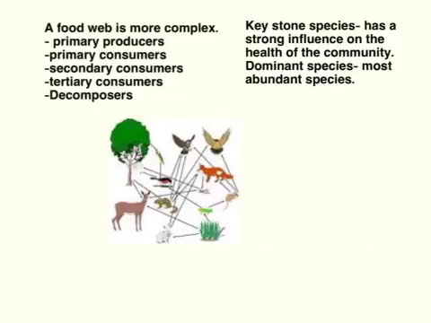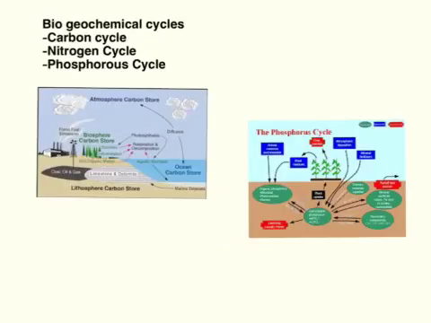Now we're gonna talk about the food web, and it's a lot more complex. As you can see, there's a lot more arrows. It's a lot more complex, and there's primary producers, primary consumers, secondary consumers, tertiary consumers, and decomposers, just like the food chain. And there are also keystone species, and these have a strong influence on the health of the community. And there's also dominant species.